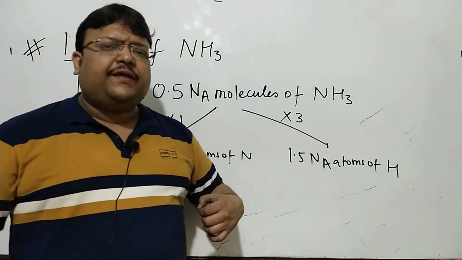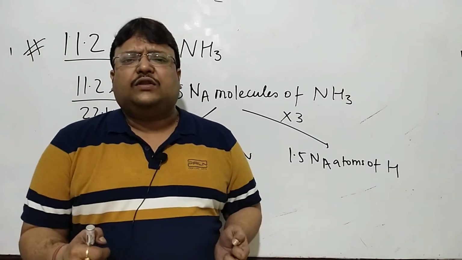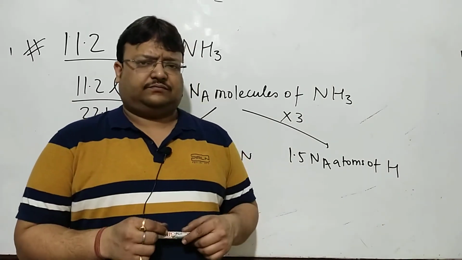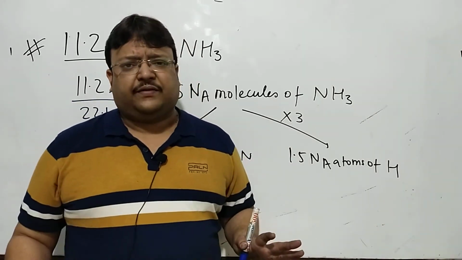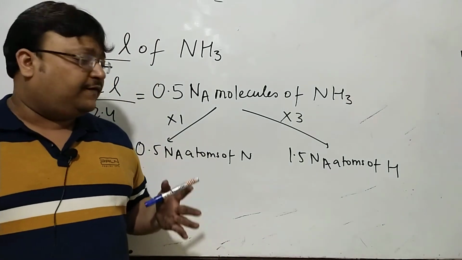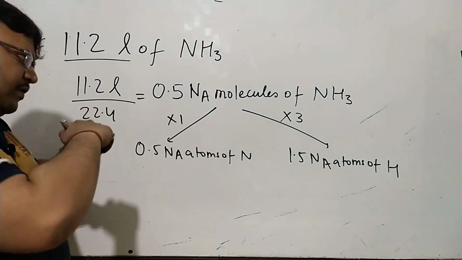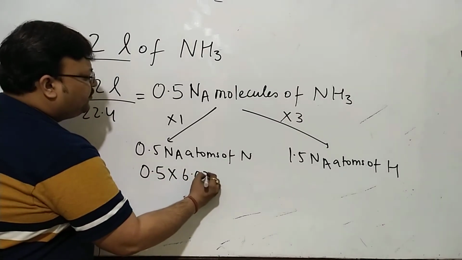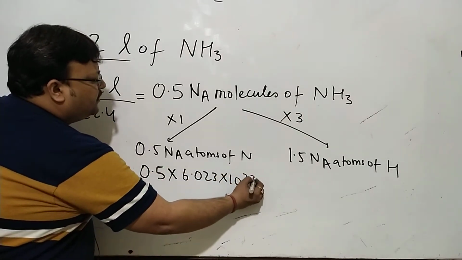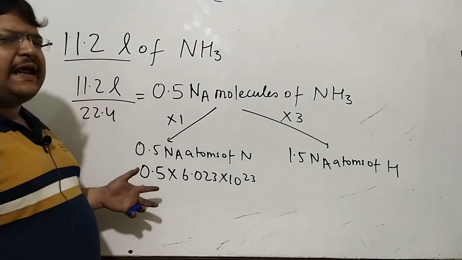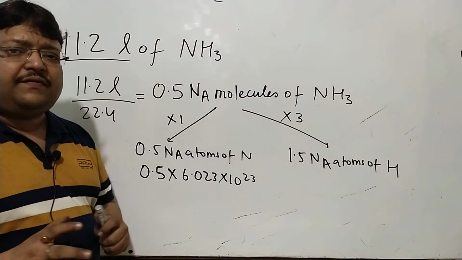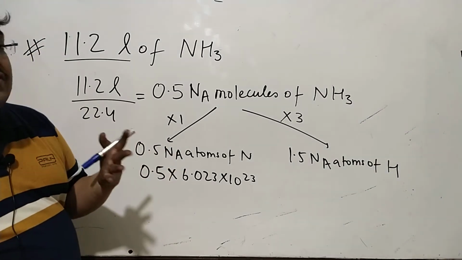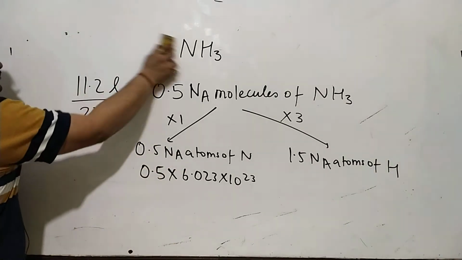So basically, if we can begin on the right note, if we can begin with the number of moles right away, everything else will fall into place. 0.5 Na will be 0.5 into 6.023 into 10 to the power 23, and 1.5 times of this; we can always calculate these numbers. Otherwise, it's best to carry on with Na. It's always good to carry on with Na.